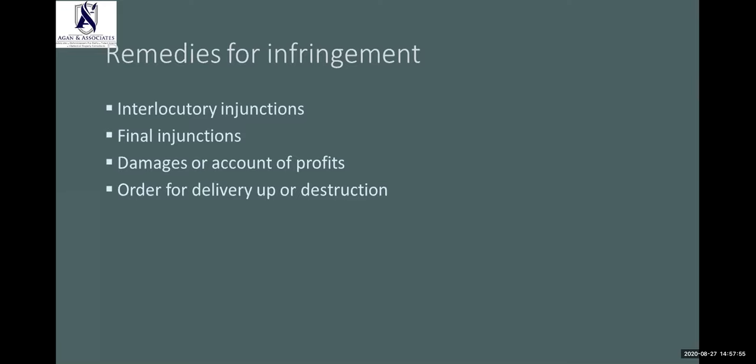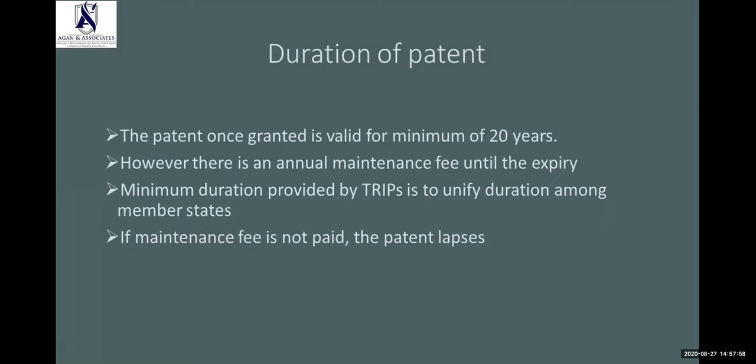Duration of a patent, again, is 20 years. However, there's usually an annual maintenance fee until the expiry. So every year it is a must for a patent owner to maintain his patent. And this is very, very important, because if he does not, then the patent actually lapses. And when a patent lapses, it is very possible for another person to make an application for that patent to be compulsorily licensed to him.